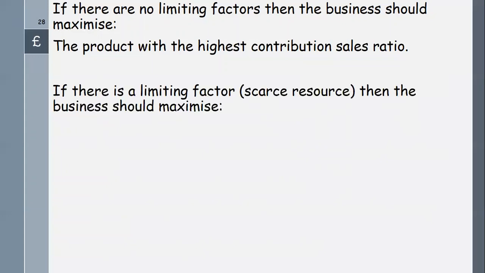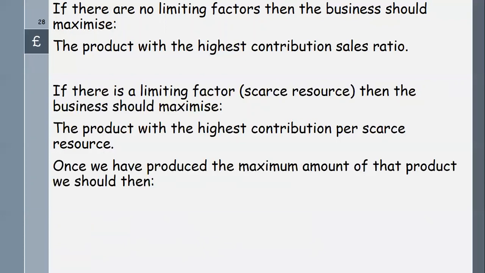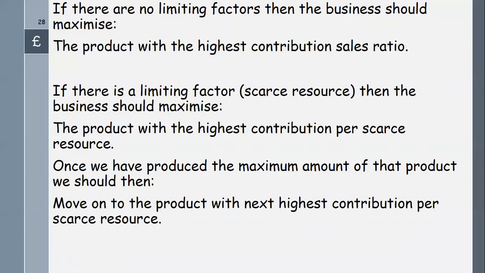If there is a limiting factor, then we should prioritize the product with the highest contribution per scarce resource. For example, if my scarce resource is labor hours, I would choose the product that's got the highest contribution per hour. Hopefully that makes sense: you get the most contribution per that resource. And once we've maximized that product, we should then move on to the next highest one. So we keep going through them: the highest one first, then the second highest one, and the third one.